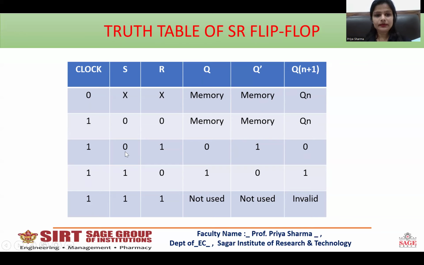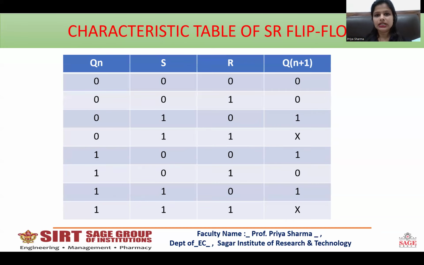For the inputs 0 and 1, the output will be 0, 1 and the next state will be 0. For the 1, 0 inputs, the output will follow the inputs and the next state will be 1. For the 1, 1 input, this is a problem in the SR flip-flop as this condition cannot be used and is considered an invalid state.